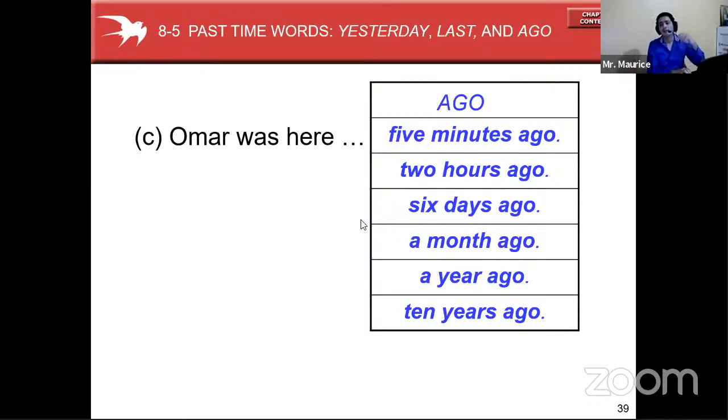Then 2 hours ago. 2 hours ago. 6 days ago. A month ago. A year ago. 10 years ago. You see? So we have these options for the simple past tense.